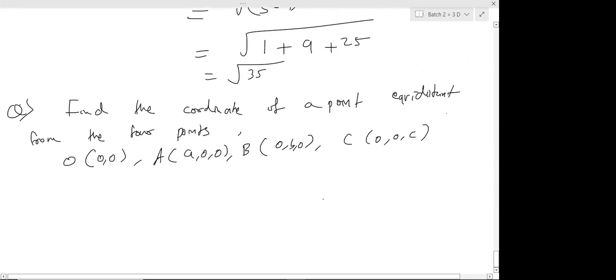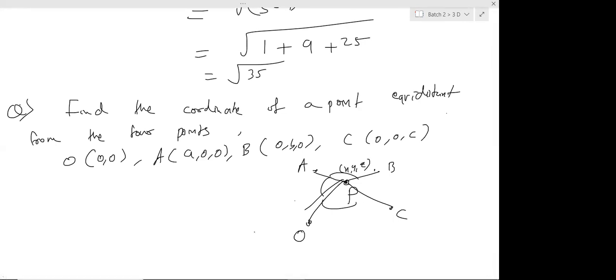All right. You have to find a point P that is equidistant from A, B, and C and O. That means PA is equal to PB is equal to PC equals to PO. All right. How to solve this? Assume the point P as x, y, z. Equate these two equations, these two equations, these two equations. We have three equations and three variables. You can solve. All right. Find the value of x, y, and z. All right. Try to solve this. I'll give you a few minutes.